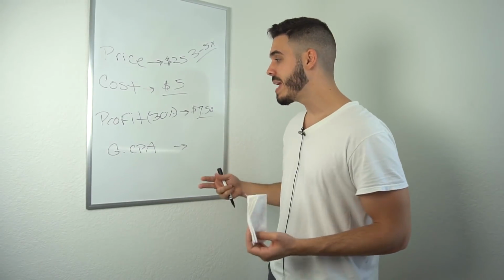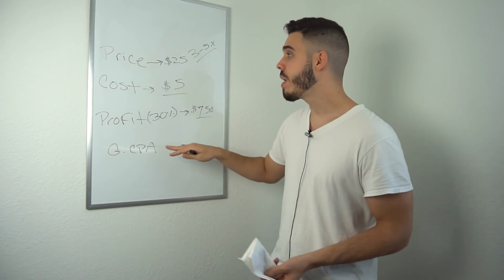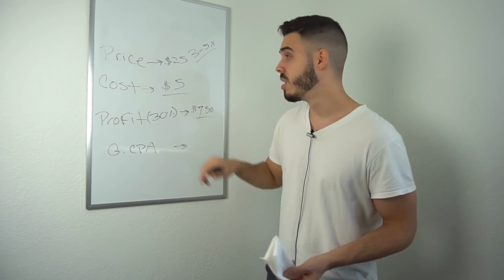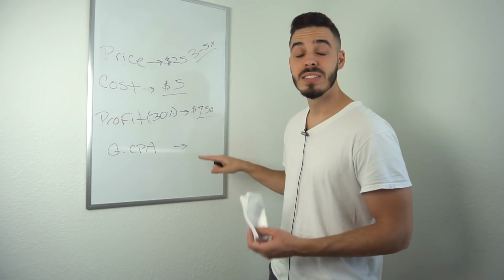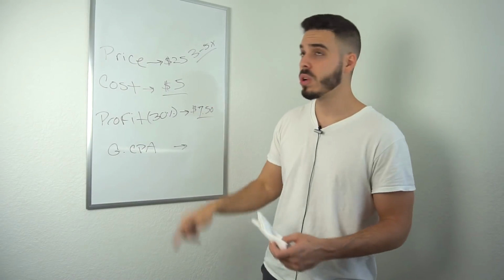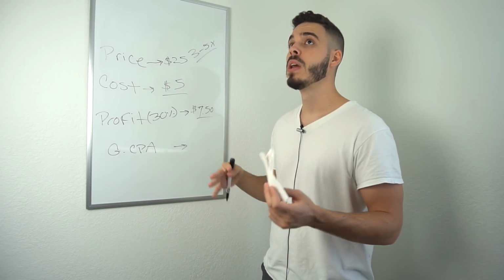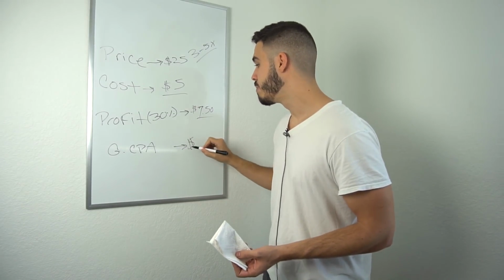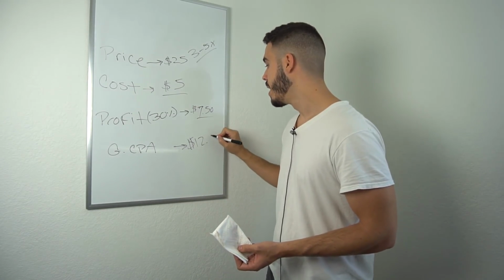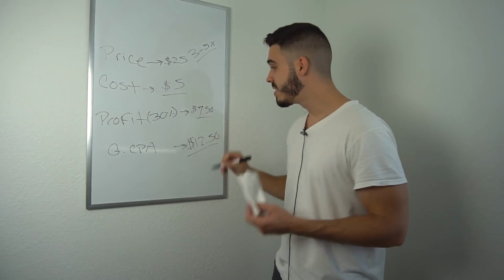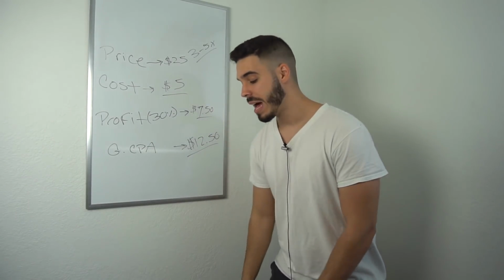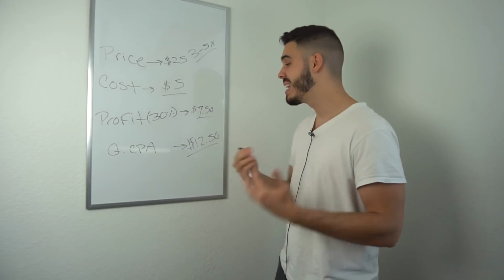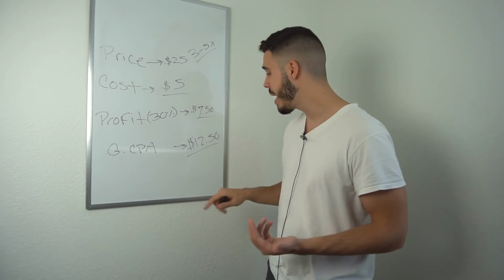So now your goal CPA, how do you calculate that? Well, you start at the price. So you go price minus cost. So that's $20 minus your expected profit. So what's 20 minus 7.50? 12.50. So $12.50 is my GCPA. Now $12.50 is the number that I'm shooting for as far as running Facebook advertisements and paying that amount of money and getting a sale back.